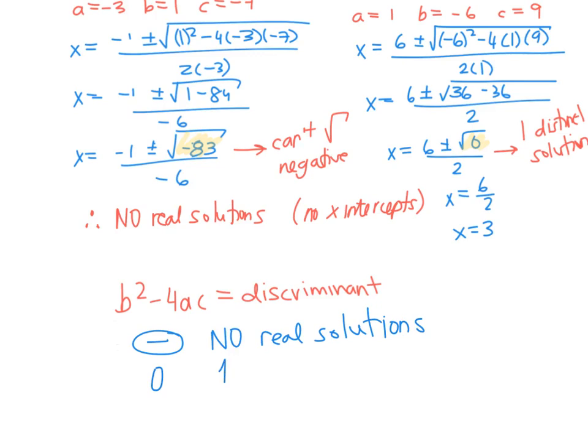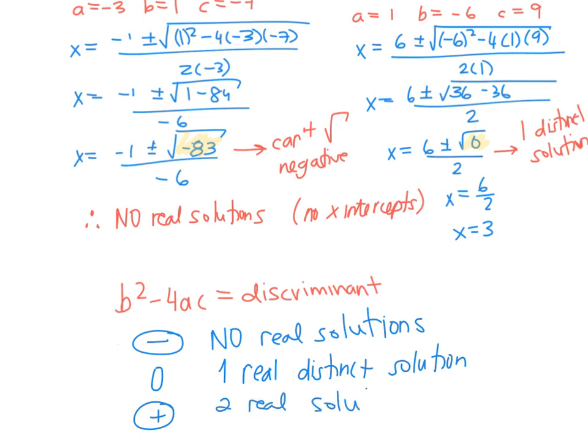In the last example, the number under the square root, that b squared minus 4ac, was 0. And that gave us one real distinct solution. And when the number was positive, like the other examples, we had two real solutions. So don't get scared if the part under the square root, that b squared minus 4ac, is negative. That just means 0 solutions. Or if it's 0, you'll only get one distinct solution. So keep that in mind. But again, that's more something you'll see in grade 11.